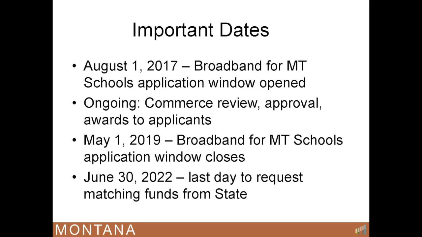Some important dates to keep in mind. August 1st of 2017, the Broadband for Montana Schools application window opened. Ongoing, we review, approve, and award Broadband for Montana Schools funds to applicants. On May 1st of 2019, our application window closes. That is the last date that we will be able to accept applications for the Broadband for Montana Schools funds. And June 30th of 2022 is the last day that any school, district, or consortium will be able to request funds from the Broadband for Montana Schools program. Of course, you will be in contract with us by then, but that would be the last date that we can request or process any request for funds.